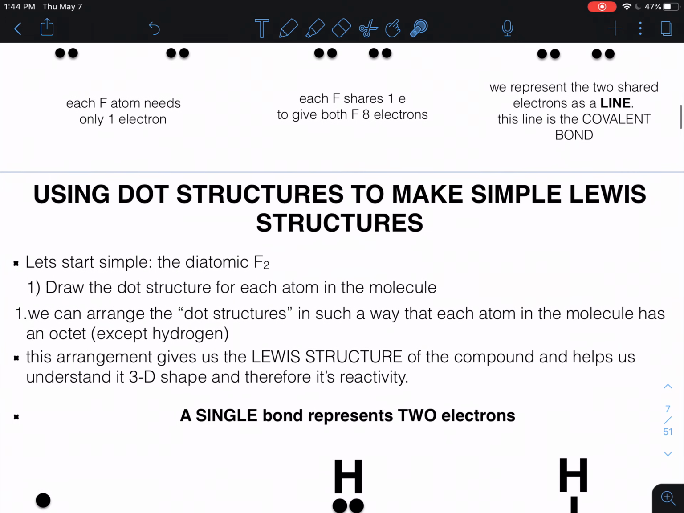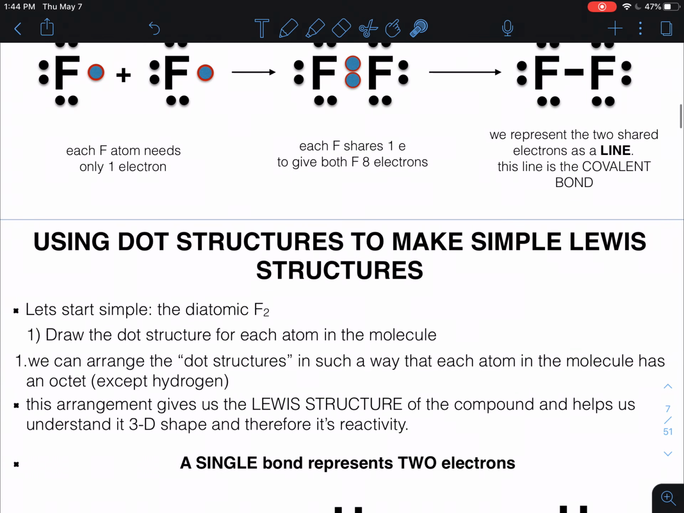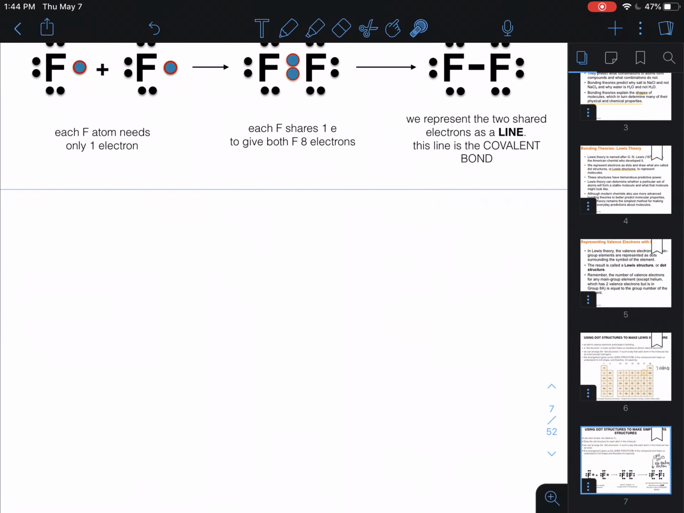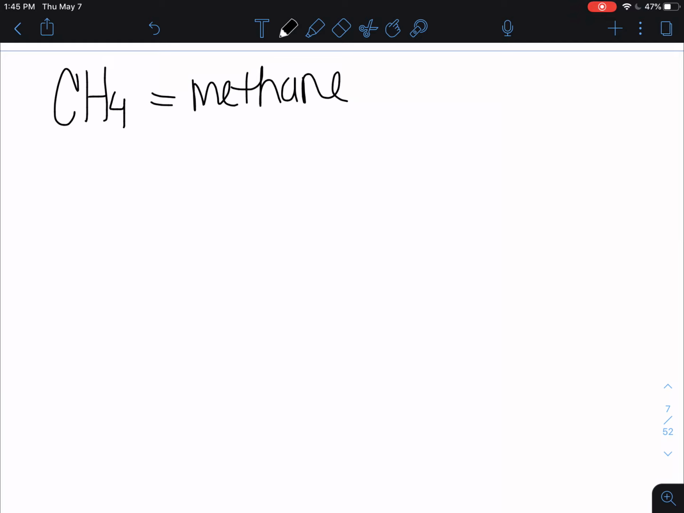Okay, we'll do another one. I'm going to do this real fast. So now, just really quickly, we're going to do CH4, which is methane. And if we want to predict the 3D structure of CH4, the first thing we have to do is write a dot structure or Lewis structure for methane.